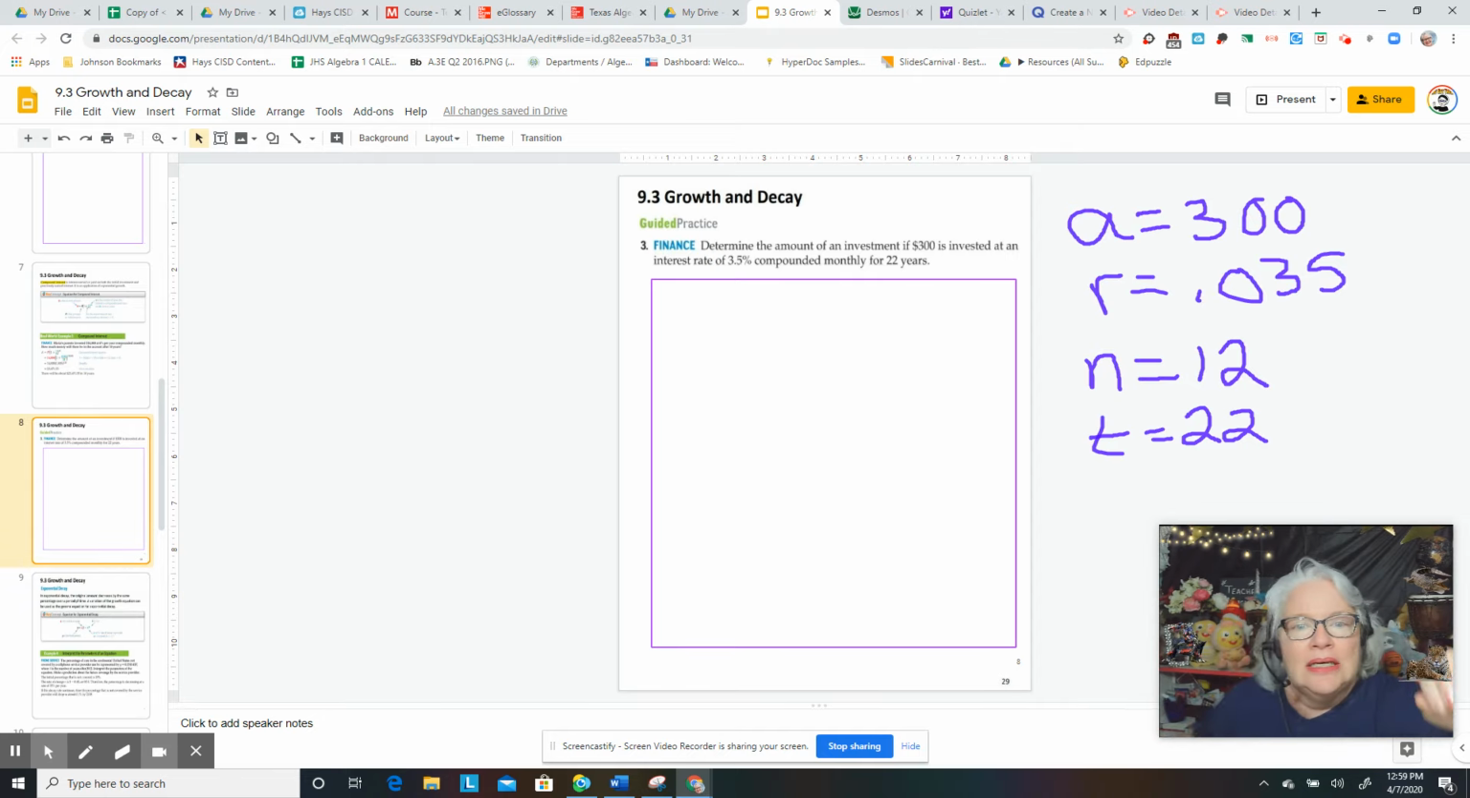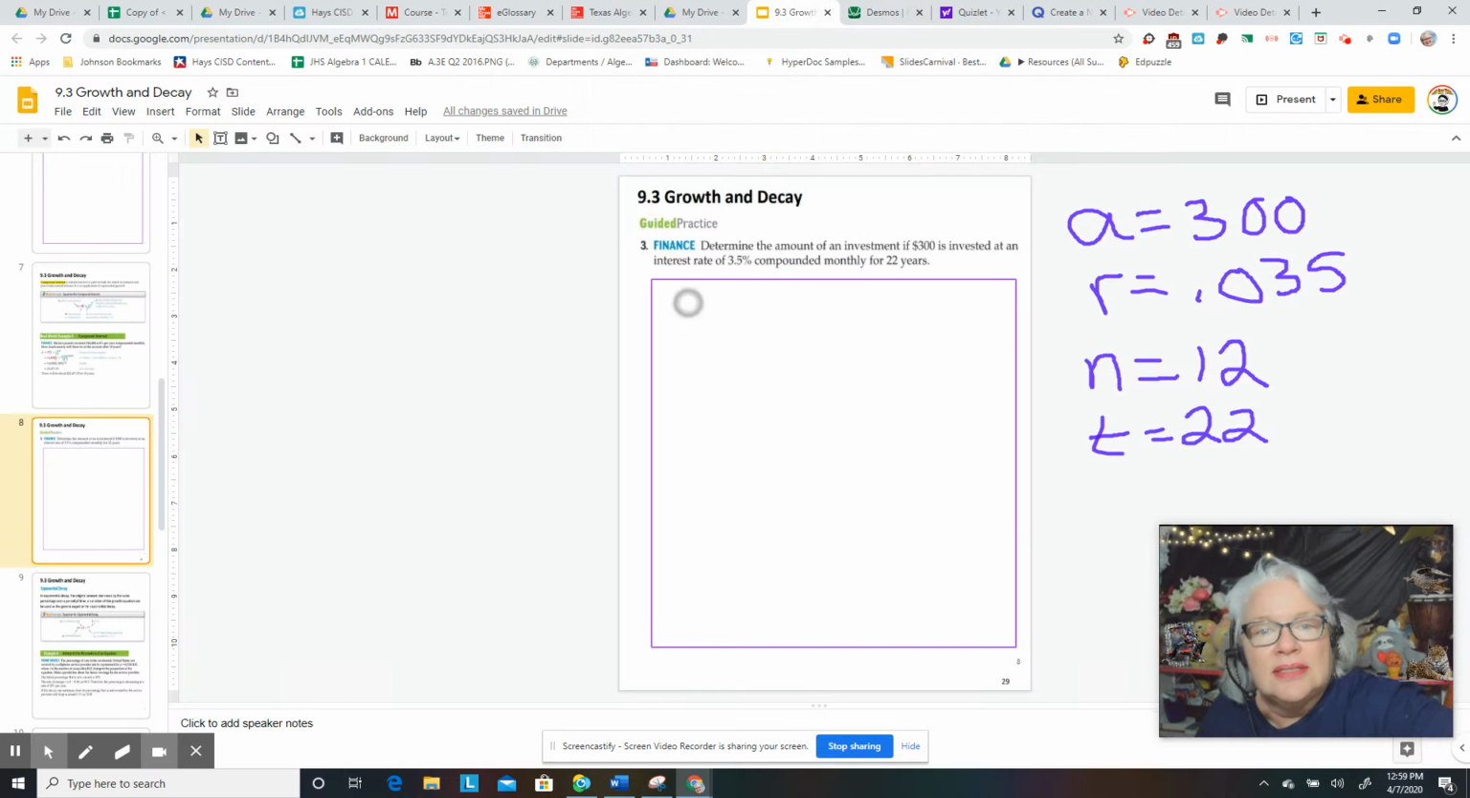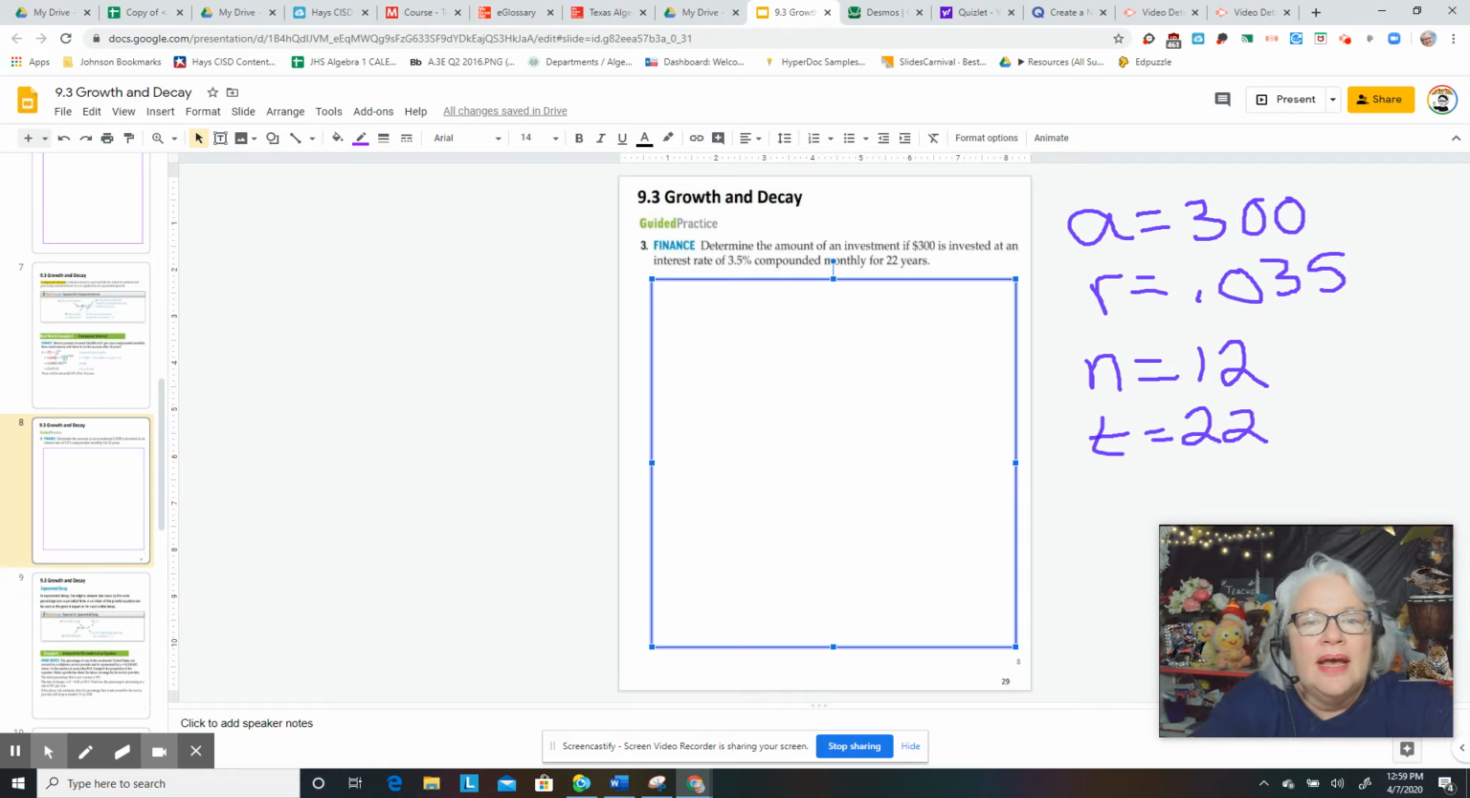All right. So that's what they wanted to know. How much was being invested? So there is your answer. $647. So let's type right here. After, let's put a sentence, 22 years, the amount invested will have grown to the amount. Great job, guys.